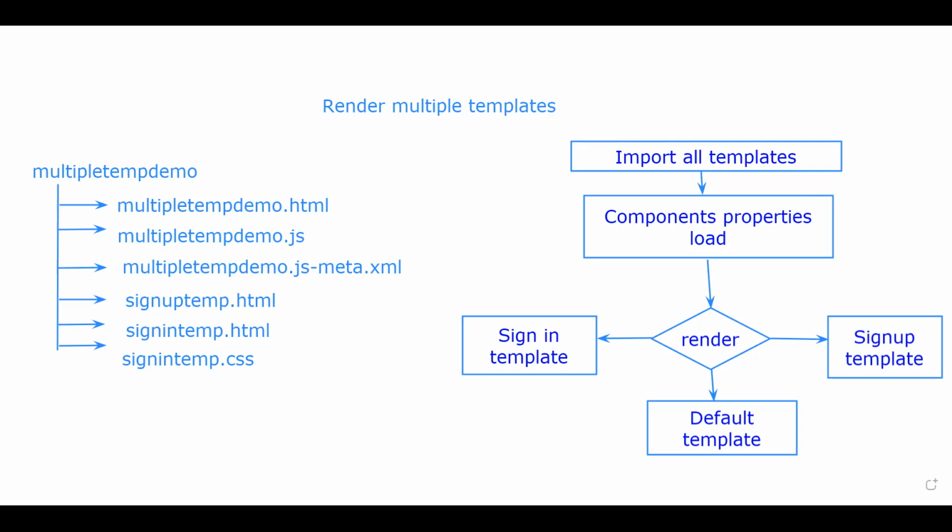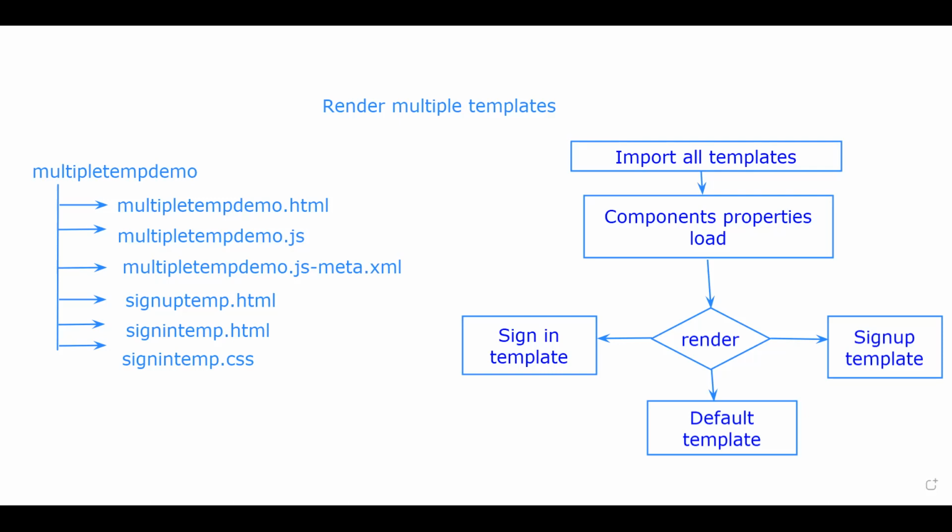So if you can see my screen, on the left hand side, I will be creating a multiple template demo component, okay? And that component will basically give me three default files, the HTML file, JS file, and the meta.xml file, okay? So in this example, I'm going to tell you, based on the UI, how the user is going to see this component, right?